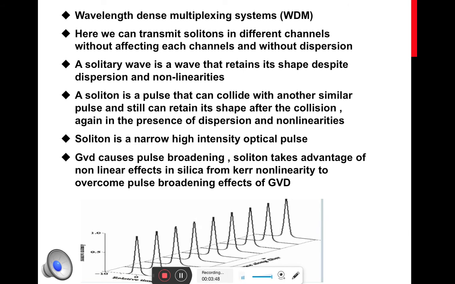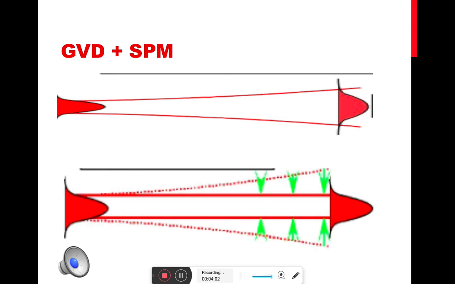A soliton pulse is a constant amplitude, narrow, high intensity optical pulse, as you can see from the figure. As I told you, the basic principle of working of a soliton is the counteraction of group velocity dispersion and self-phase modulation. Because of self-phase modulation, we have a nonlinear effect, normally known as the Kerr effect. Because of the Kerr effect, there is a change in refractive index. When a wave is propagating through a medium with that change in refractive index, there will be a broadening of that pulse.